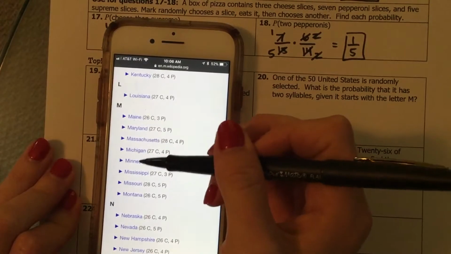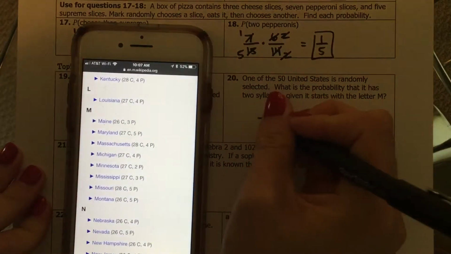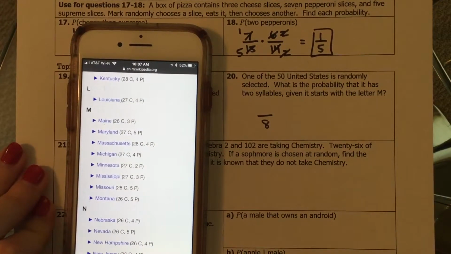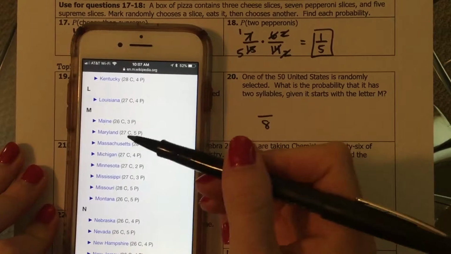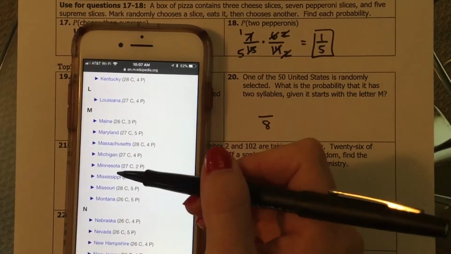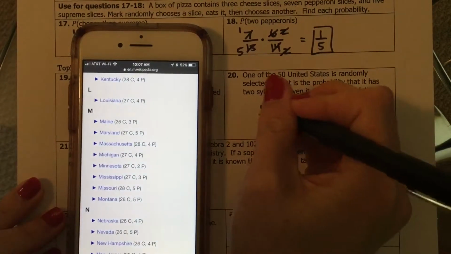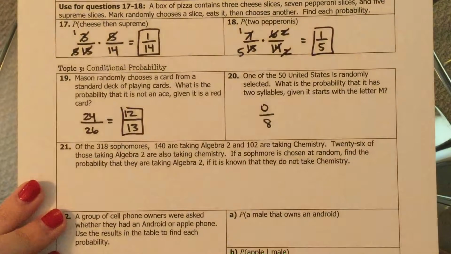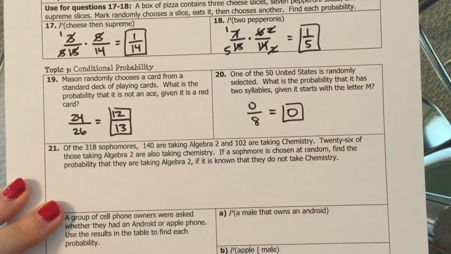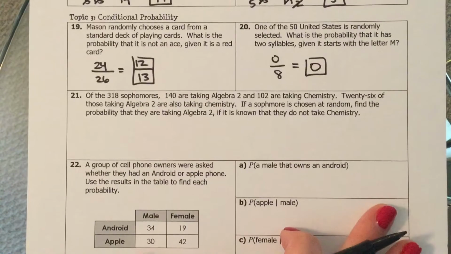1, 2, 3, 4, 5, 6, 7, 8. So given that it starts with the letter M, we know that our denominator is going to be 8. And then the probability has 2 syllables. 1, 3, 4, 3. None of those have 2 syllables. So 0. There's a 0% chance of getting a 2-syllable state that starts with the letter M. There are not any.